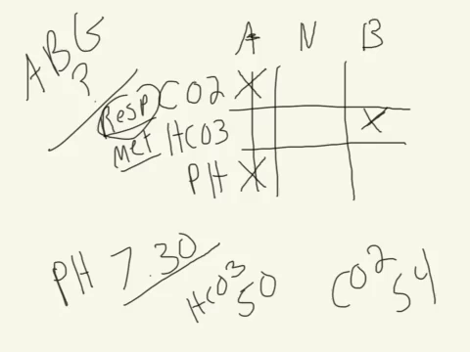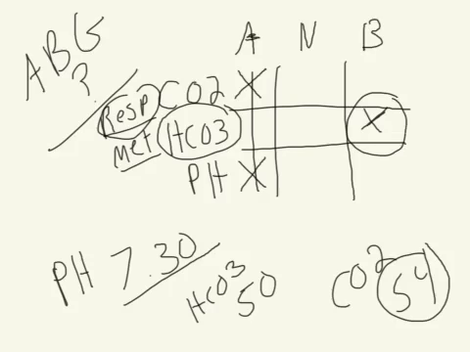What makes us partially compensated? If we look at our bicarb value, which was 50, that is more base. So we can see that our bicarb is increasing to try to neutralize the body's pH.